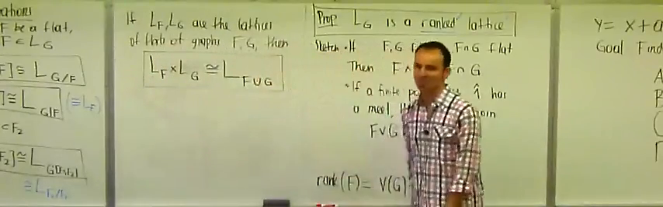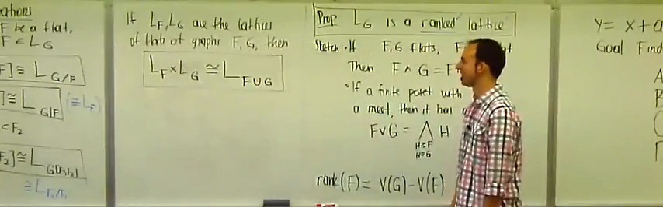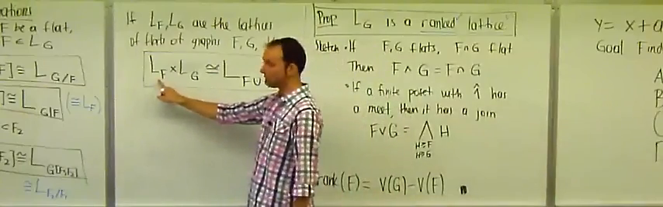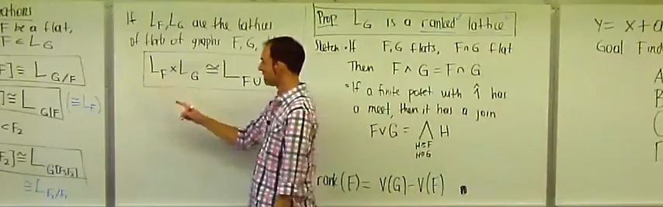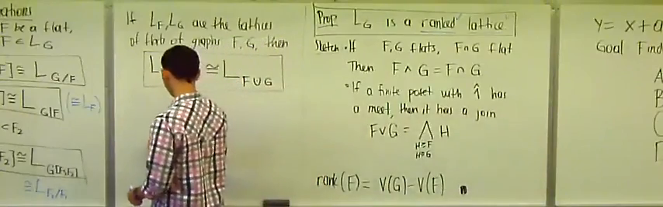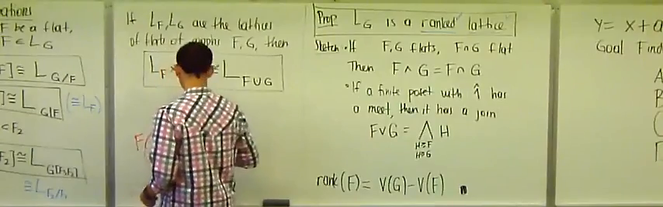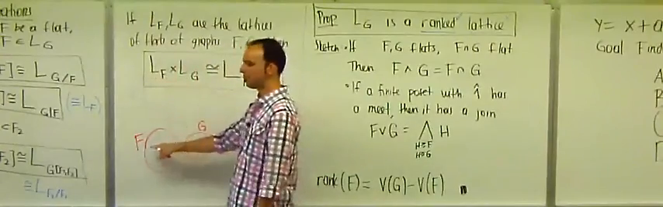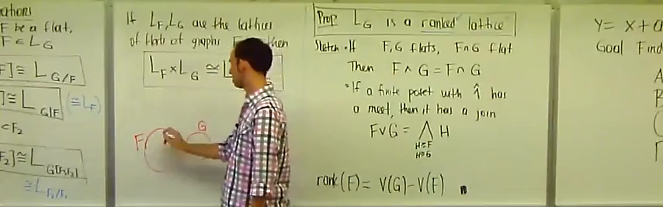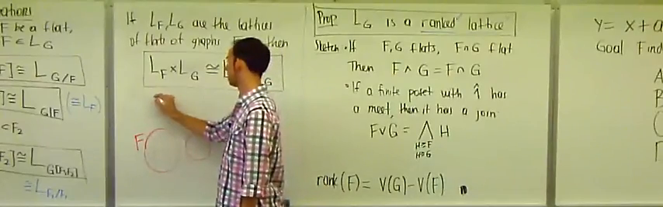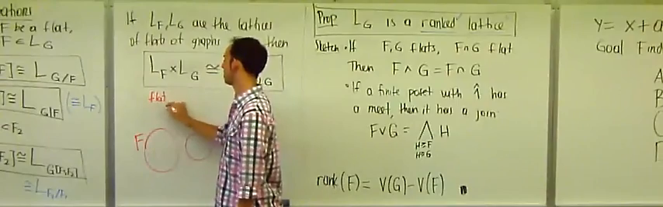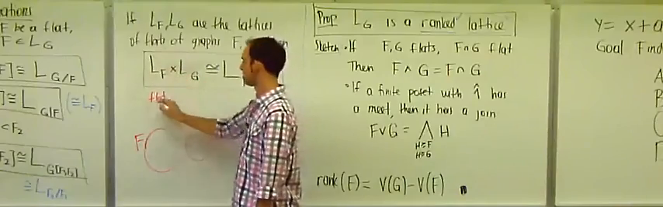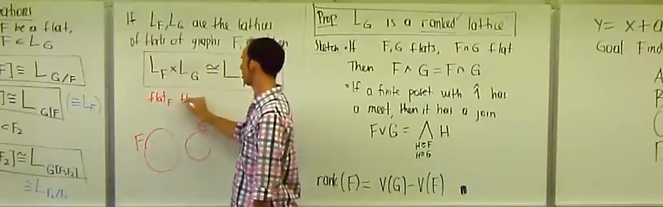What's the bijection again? An element of here is a flat of... So here you have a graph F and a graph G. An element of this guy is some flat of F. Okay, and so let's call it, I don't know, flat sub F. Not the best notation, but okay. An element of here is a flat of F. An element of here is a flat of G.